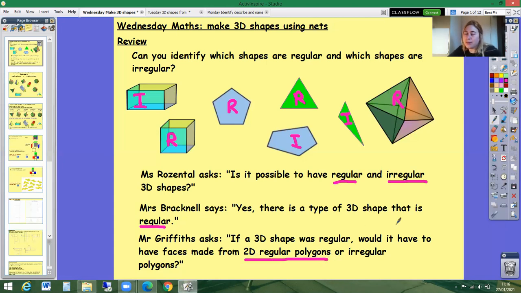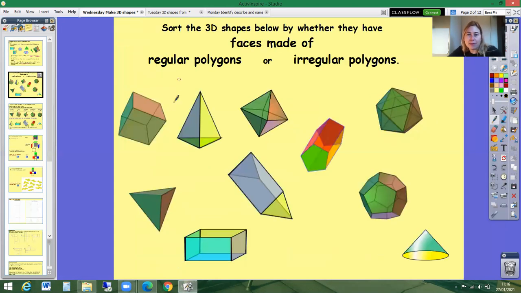So I'm going to show you some 3D shapes on the next page, and I want you to think about which 3D shapes are made from 2D regular faces, okay? So sort the 3D shapes by whether they have faces made of regular polygons or irregular polygons. Remember, regular polygons are those with sides that are all the same length and angles that are all the same. Pause the video now and have a go.